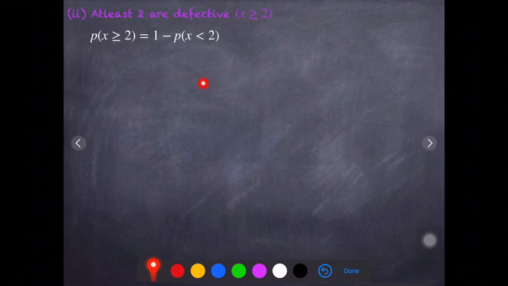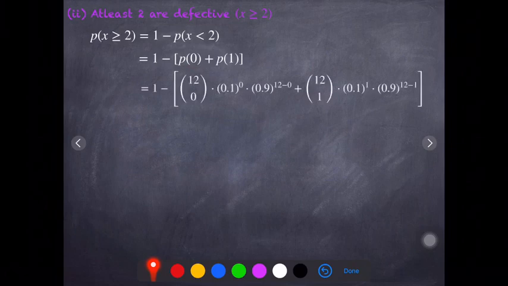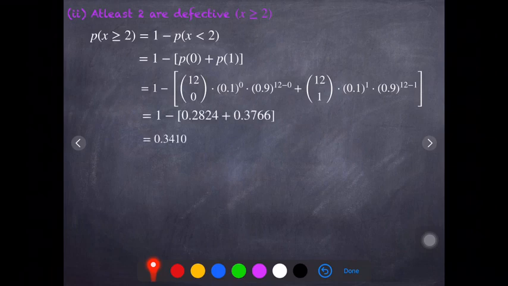Greater than or equal to 2 means it starts with 2: P of 3 plus P of 4 plus P of 5, up to P of 12. So I can't find all 10 values. For that I will go with the reverse order, 1 minus P of x less than 2, so that I will get only 2 values, P of 0 and P of 1. Substitute x equal to 0 and 1 in equation number 1 and simplify, we will get the value 0.3410.